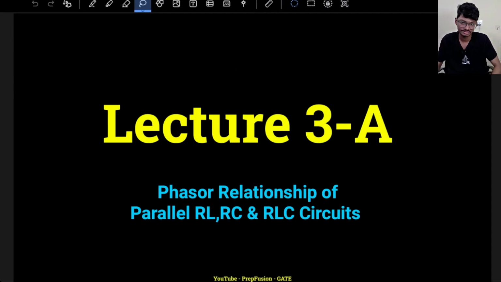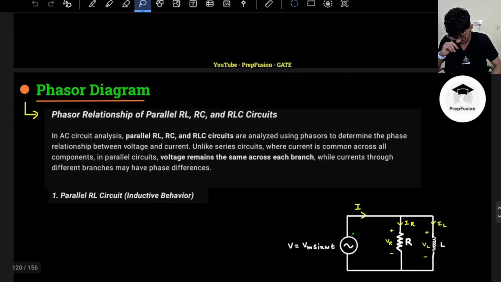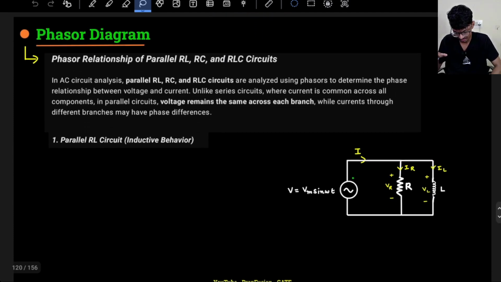So today we will start with lecture 3A of our phasor diagram chapter. Today we will discuss parallel RLC circuits. So let's start with the parallel RLC circuits and how the phase relationship is. Is it lagging, leading, what kind of phase is there?